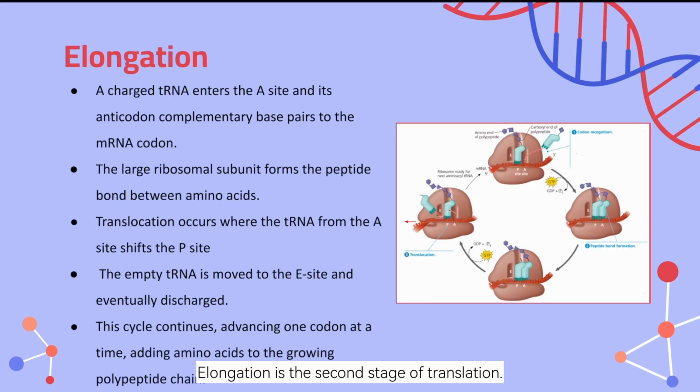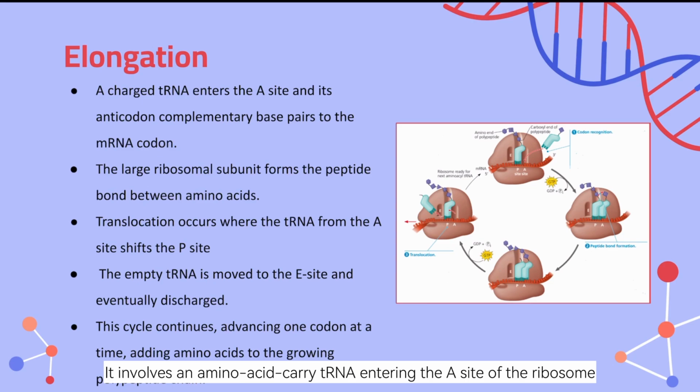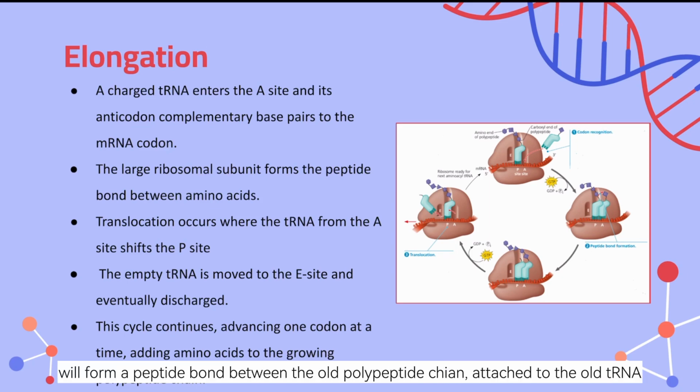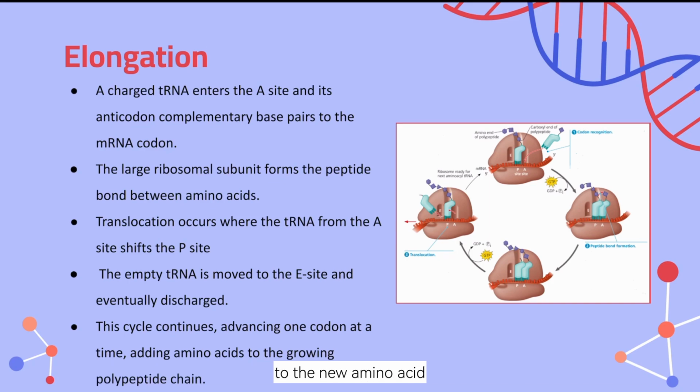Elongation is the second stage of translation. It involves an amino acid carrying tRNA entering the A site of the ribosome, where it complementarily base pairs the tRNA's anticodon to the mRNA codon. Once this occurs, the large ribosomal subunit will form a peptide bond between the old polypeptide chain attached to the old tRNA and the new amino acid.